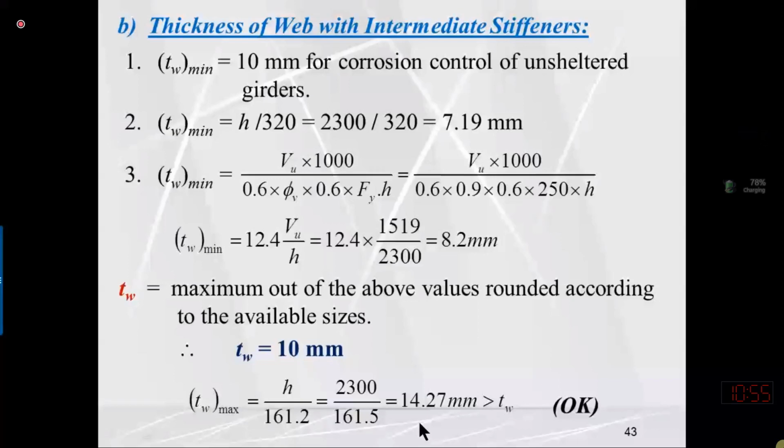So what we can do, we can select the TW maximum as our provided thickness, or we can increase the height of the web from 2300 to maybe 2350, maybe 2400. Because if we are increasing the height of the web, then we will have the lesser thickness. Because if we are dividing, then we can reduce the thickness. We shall see in some of the examples. So web size is coming as 2300 into 10 mm.